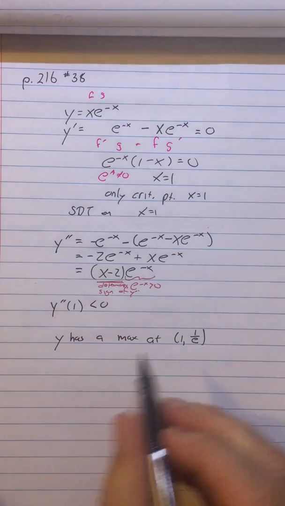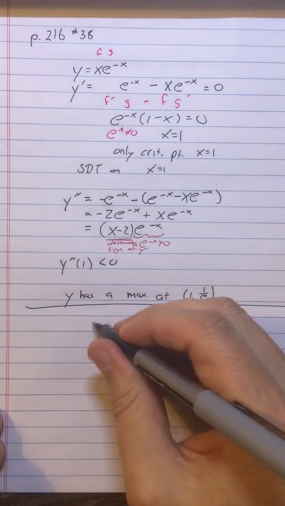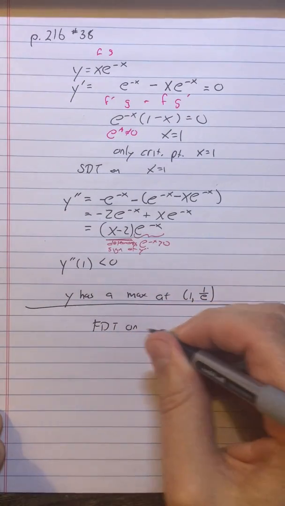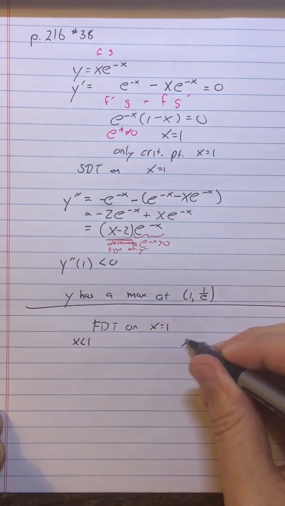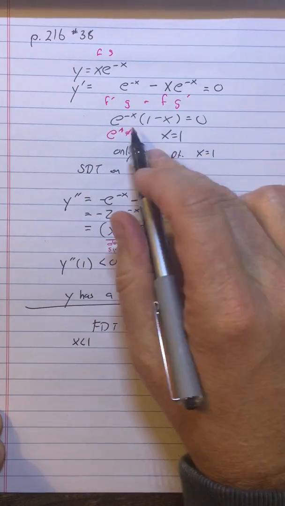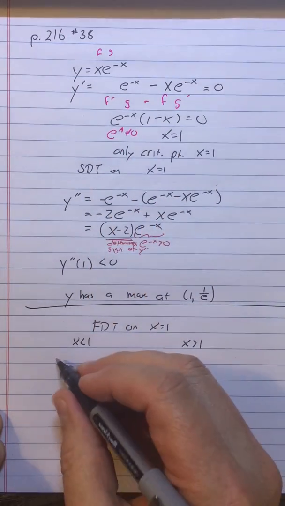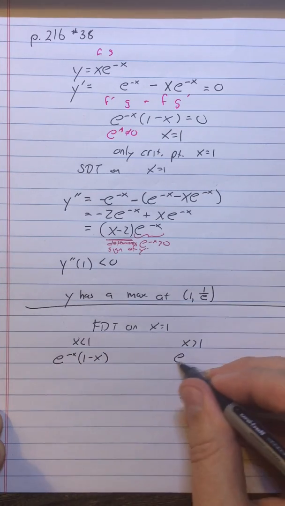So that's the second derivative test. Would it be easier to do the first derivative test? I don't know. If I did the first derivative test on x equals 1, I would look at what happens when x is less than 1 and when x is greater than 1. Now, I already have a factored form of my derivative. So my derivative is e to the negative x times 1 minus x, and in both cases.